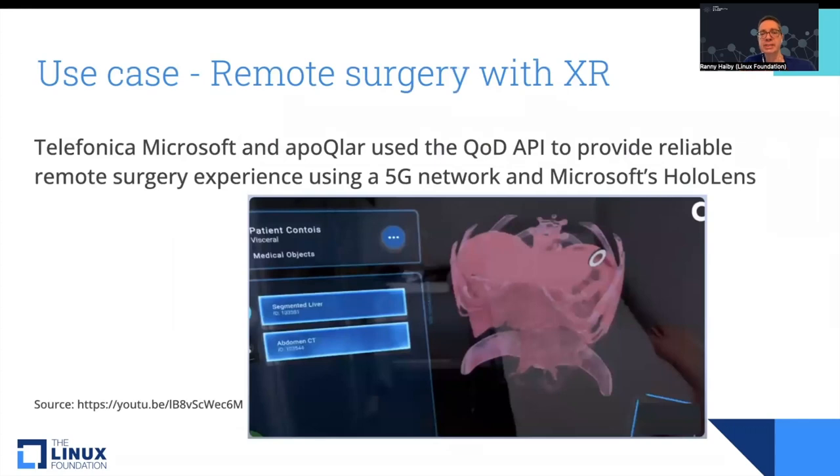So what are some of the use cases that are enabled through those APIs? Our first example is remote surgery with XR. In this example, a remote surgeon is interacting with a 3D model of an organ that is created by an imaging device that is located far away. Using this XR technology, they can manipulate and see this 3D image of the organ, located many miles away from the location of the patient, and they can instruct the local team on how to perform the necessary surgical procedures.